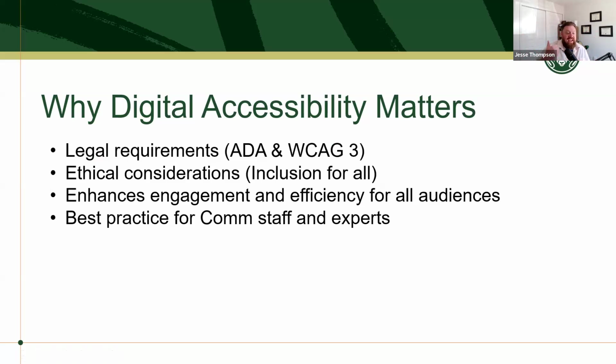It does enhance engagement, right? It makes it so that you have less confusion. People understand what you're trying to get across and why, right? And it's just a form of best practices.